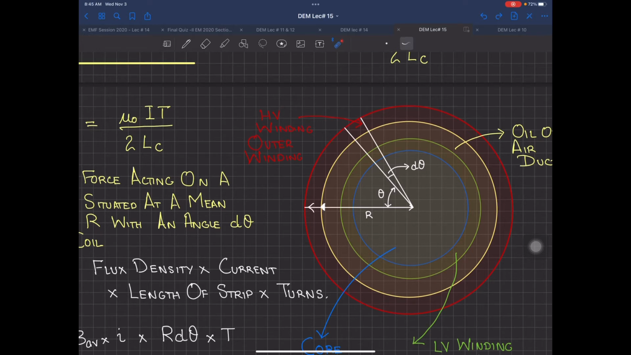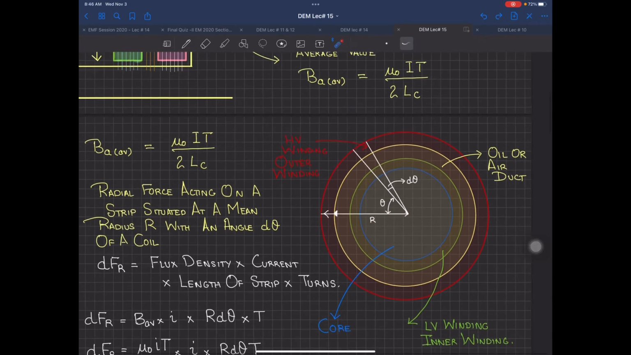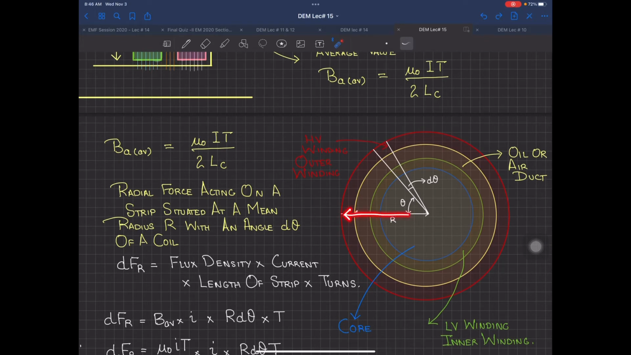Look, the outer winding is more important because that is going to apply the force on the oil. It will go on the oil, and it can move. The inner winding has to crush the core. If the core is mechanically homogeneous and mechanically stable, it won't be crushed. So the outer one is more important. So what I am taking over here is the mid value of this R. What is this R? This R is the mean radius of the outer winding, the mean radius of the outer winding.